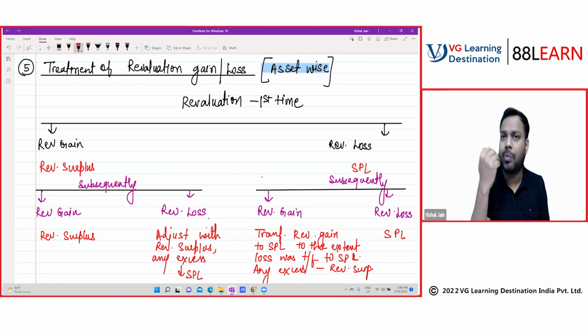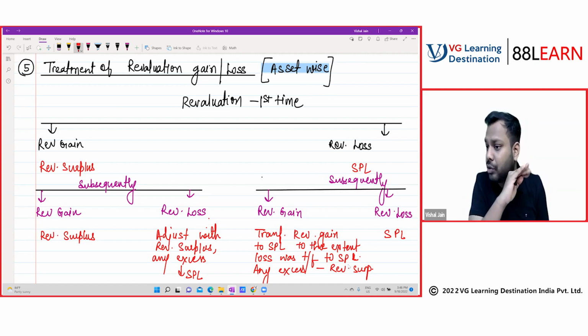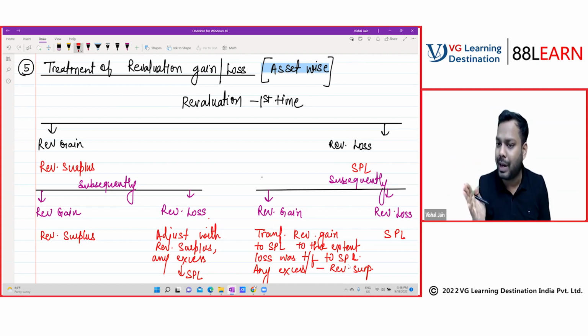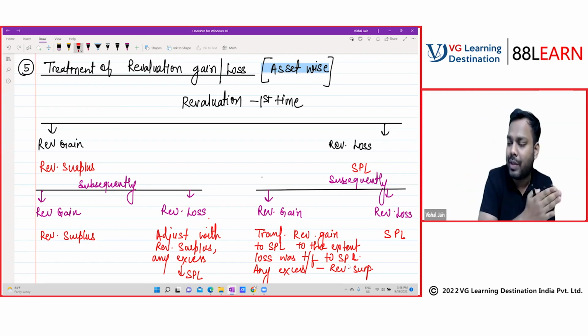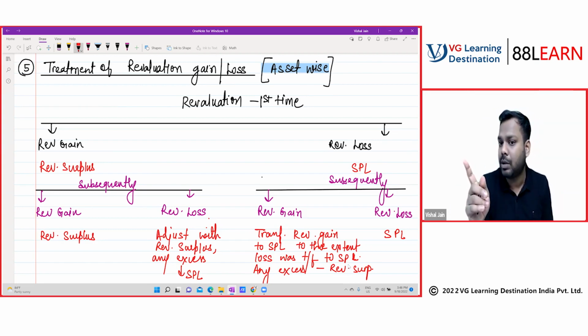Now you must be thinking you must have revaluation reserve for other assets. You cannot do that. You cannot adjust the revaluation loss of one asset with the revaluation gain of another asset. No, you cannot do the adjustment. That's the reason why I have written here asset wise.